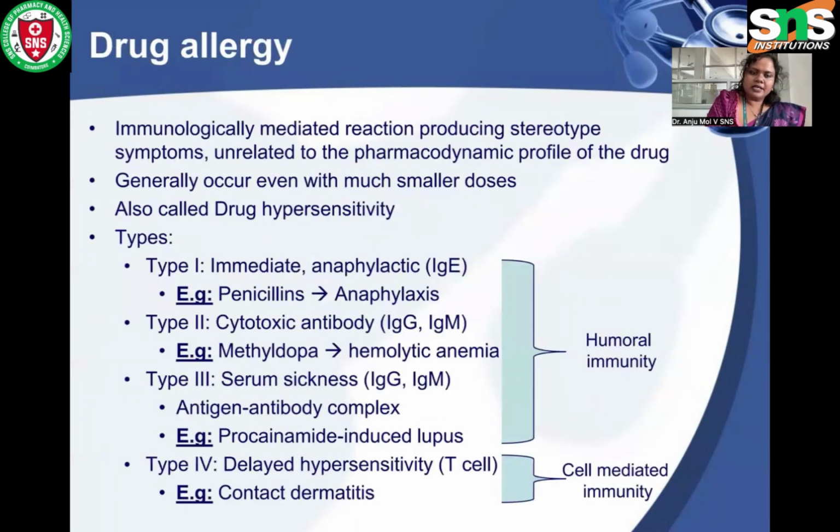In case of drug allergy, an immunologically mediated reaction produces stereotype symptoms unrelated to the pharmacodynamic profile of the drug, and generally occurs even with very small doses. It is also known as drug hypersensitivity. Drug allergy has four types, type 1, 2, 3, 4. First one is type 1. It is immediate and anaphylactic, that is IgE. Example, penicillin causes anaphylaxis.